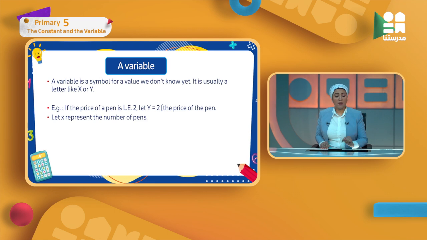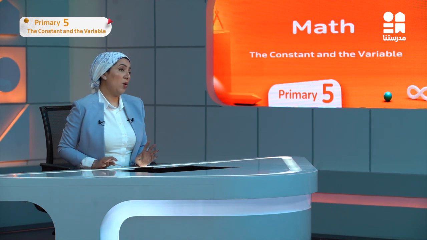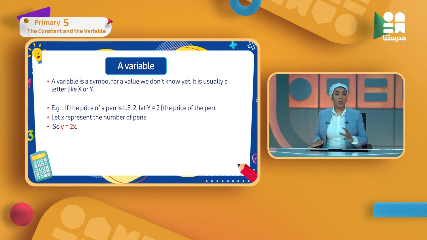But X will be my variable because it is the number of pens. It depends on how many pens I will buy or want. I can buy 2, I can buy 3, I can buy 100. So it differs, it changes. As long as it changes and isn't fixed, it's a variable. No one can tell you that you can only buy one pen. You are free according to your needs. So this is a variable. It's not a constant.